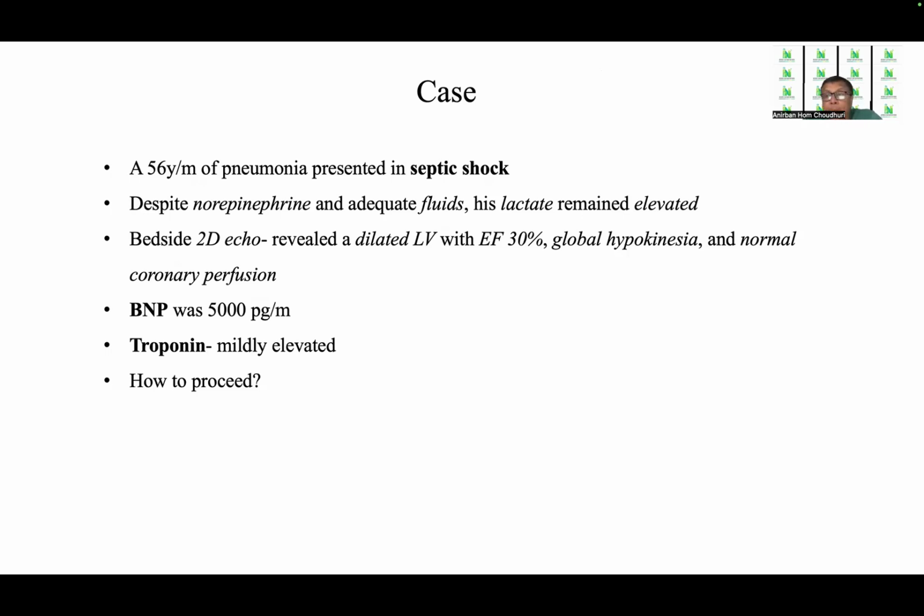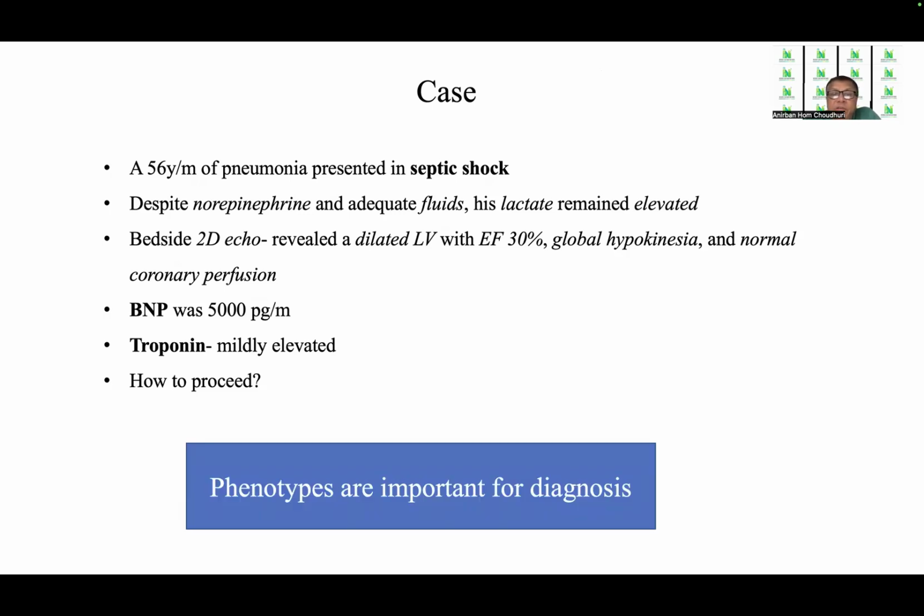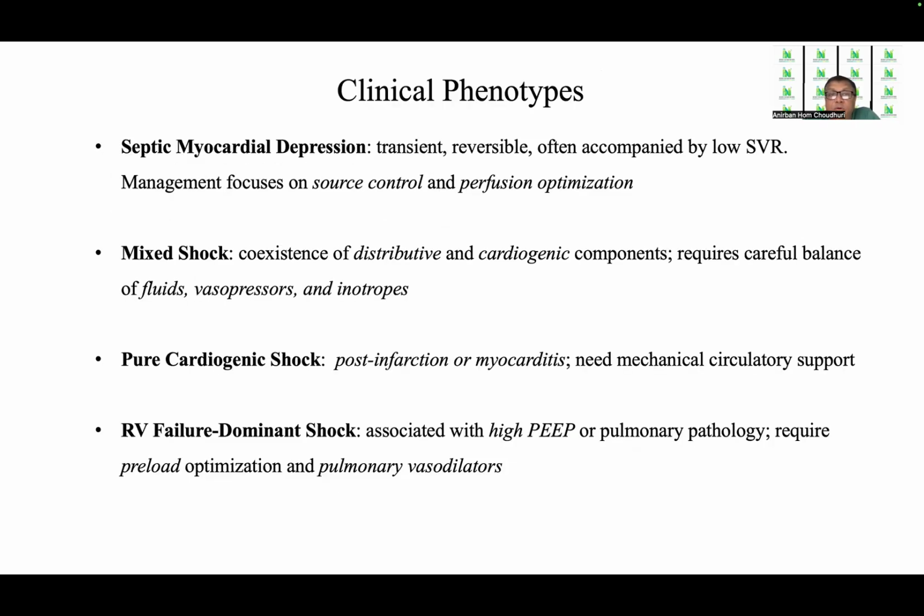Now, how to proceed? First and foremost, we have to remember that phenotypes are important for diagnosis. Whenever cardiac dysfunction is manifest, we will have to try to understand the phenotype. For example, a septic myocardial depression is transient and reversible, and often it is accompanied by low SVR because it is distributive shock in sepsis. There is vasoplegia. So the management here focuses primarily on source control and optimized perfusion.